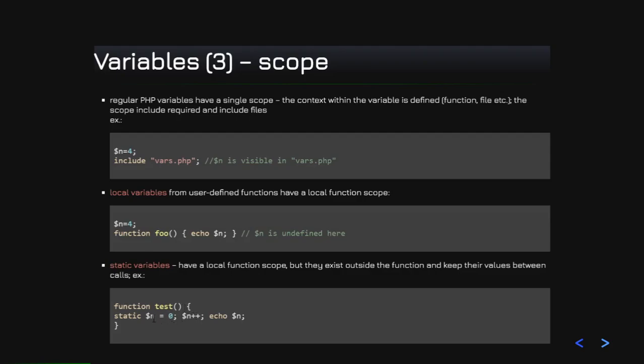So first n would be initialized to 0. On the second test call, it will be 1 due to this incrementation, and on the third one, it will be 2, and so on. So these are static variables, and in these examples, in this one and this one, the variables have local scope, and this one here has global scope.